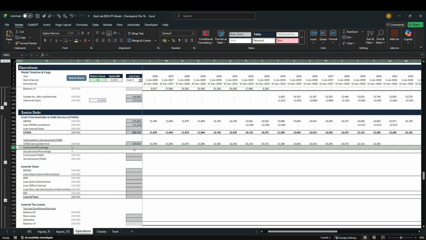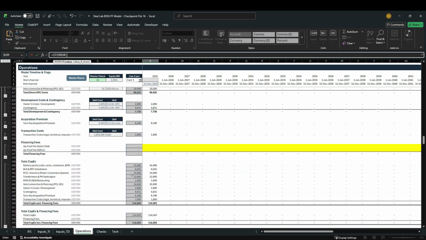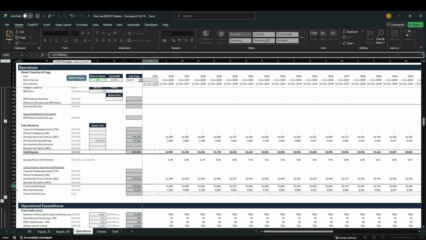And for the contracted percentage, what we'll do is type in an IFERROR statement in case we have to divide by 0. And then we scroll up and we take our contracted revenue in row 269. Right here, we differentiate between contracted and merchant revenue. So we take our contracted revenue and divide this by our total revenue in row 260. And since we might divide by 0 here, that's why we want to make sure that we use an IFERROR statement. Hit F4 1, 2 times. If that's an error, comma 0, close parentheses.